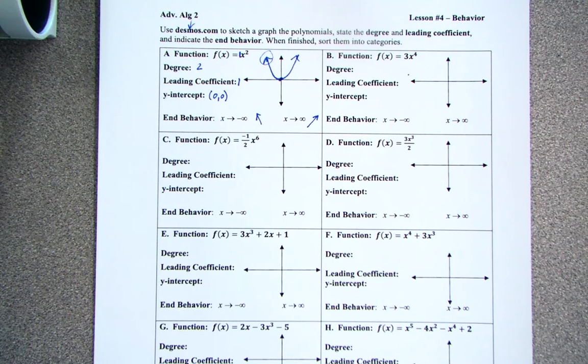So what you're asked to do is complete the rest of these cards, finding the degree, the leading coefficient, y-intercept, and end behavior, and using Desmos to get a graph. I don't think I would plot these by hand. It would take you far too long to do that. When you're finished, you're going to sort these into categories. And in our check-in this week, we're going to talk about how we sorted these into categories and why you did the sort that you did.